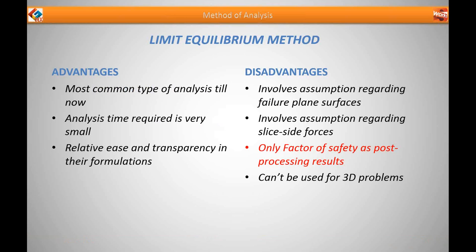Now let us see what are the advantages and disadvantages of both the methods. So first we have the limit equilibrium method. It is the most common type of analysis till now. So you could find a lot of research papers and codal provisions for the limit equilibrium method. The analysis time required is very small, and even manual calculation for few surfaces is possible. And it has a relative ease and transparency in its formulation, so you can just manually check what the program does, and so it gives user friendliness to this method.